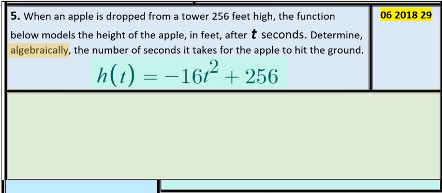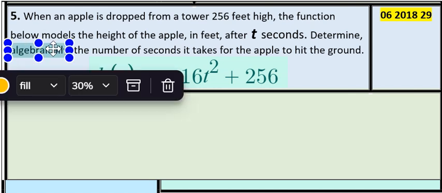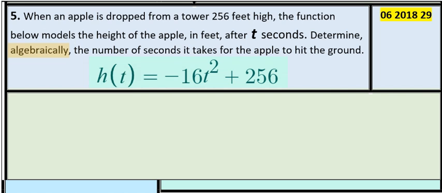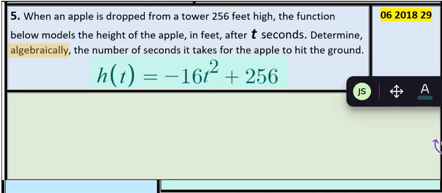So the first and most important thing is that word algebraically. If I graph this, I guarantee I already lost a point, and it's only a 2-point question. So if I make one other mistake, I'm done. So we want to start by doing the algebra.